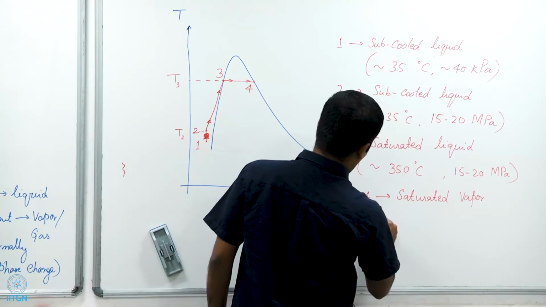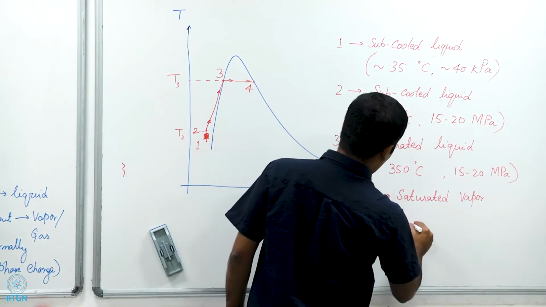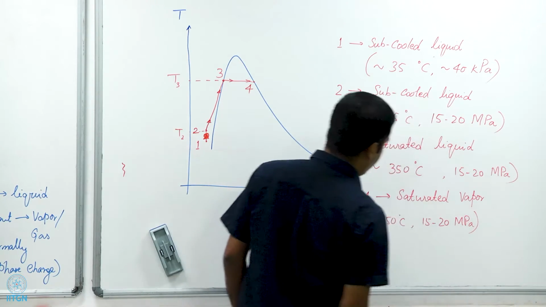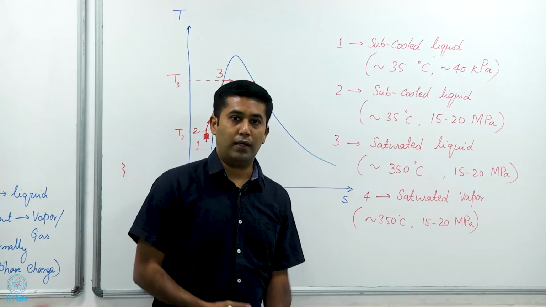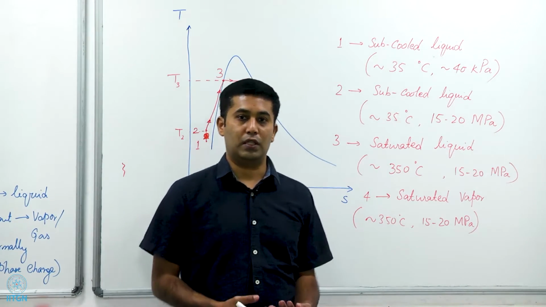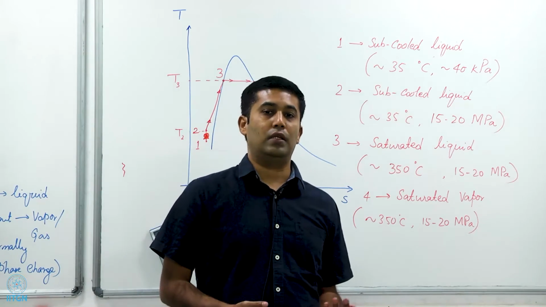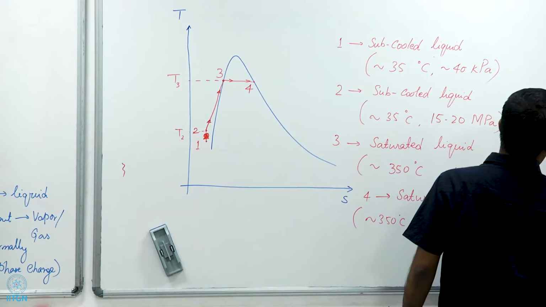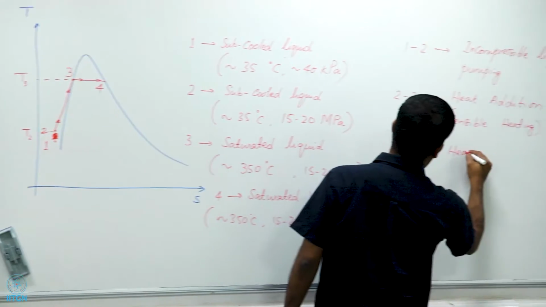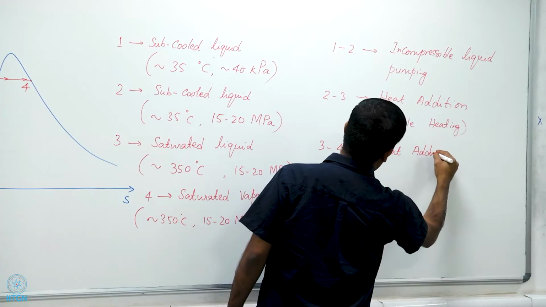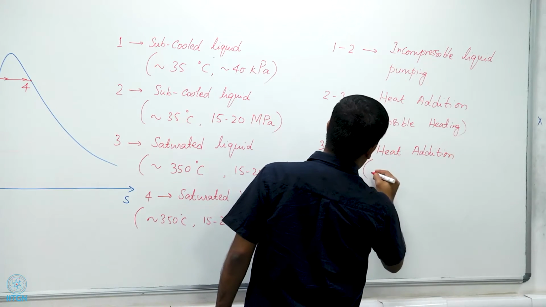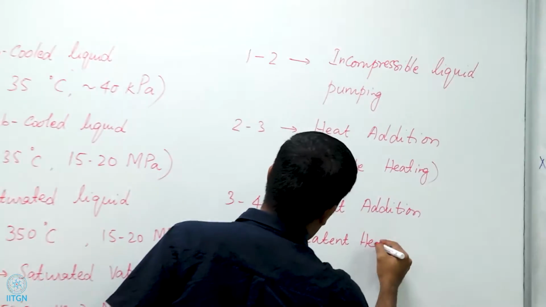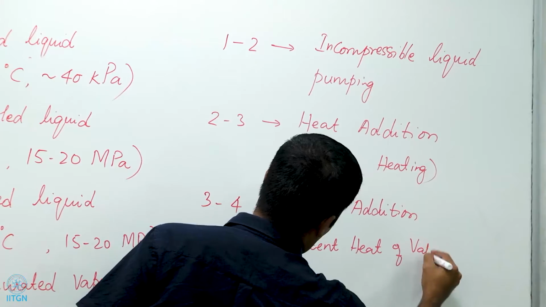and the temperature and pressure do not change appreciably from 3 to 4 because it's a constant pressure process. In other words, it goes along an isobar, and as you know, there's a phase change process taking place. There is no change in temperature as long as the pressure is held constant. And so 3 to 4 is heat addition, this is latent heat of vaporization.